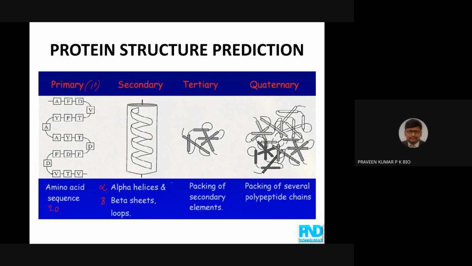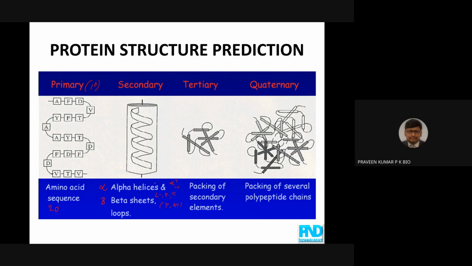If you see the alpha helices, we have subtypes like 3-10 helices, pi helices, and general alpha helices. Even in alpha helices we have left-handed and right-handed alpha helices. These are the subtypes. Similarly, in beta sheets we have parallel and anti-parallel. So these are the types of beta sheets.